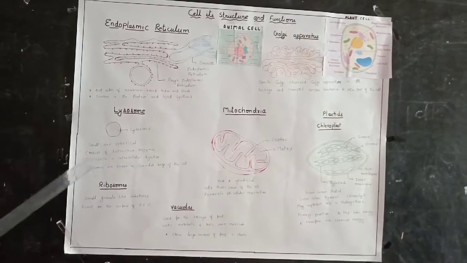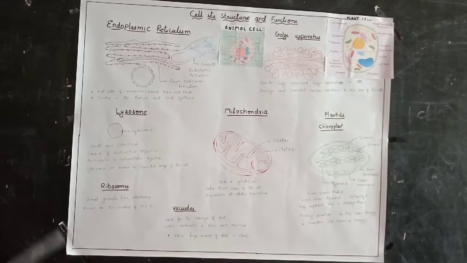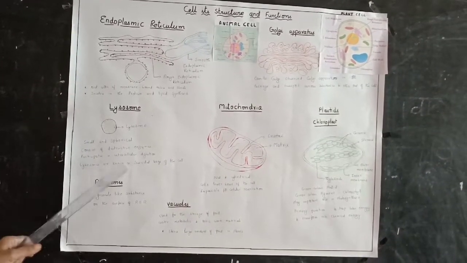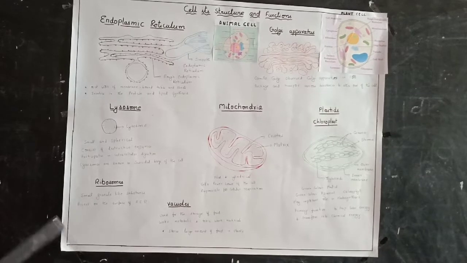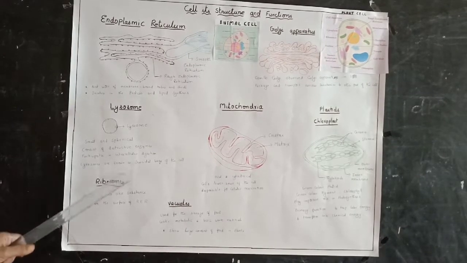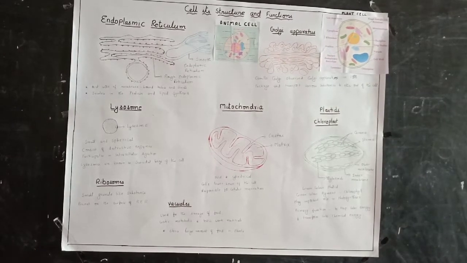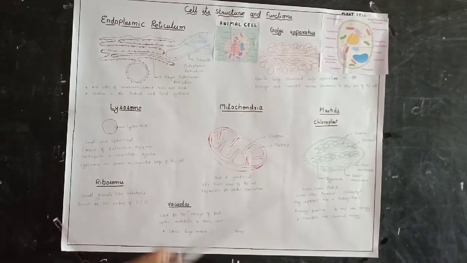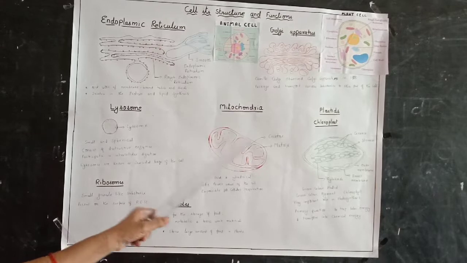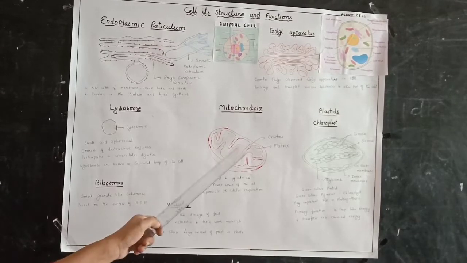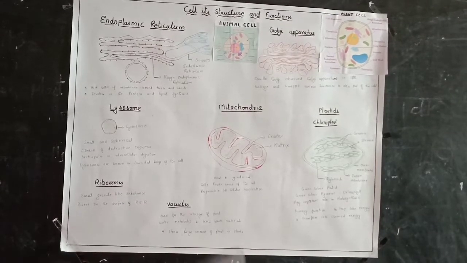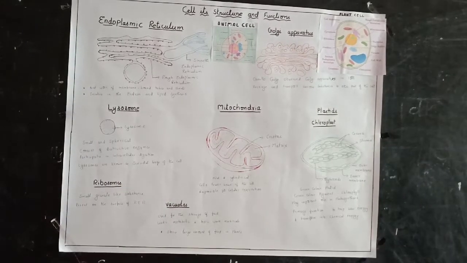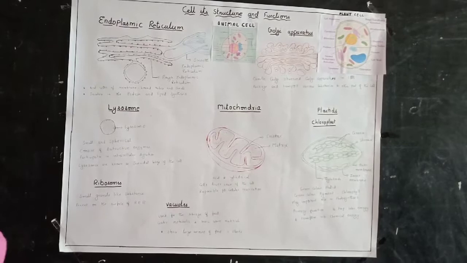Next, lysosomes. Lysosomes are small and spherical. They consist of destructive enzymes. They participate in intracellular digestion, and lysosomes are also known as suicidal bags of the cell. Next, mitochondria. It is oval and cylindrical. It is the powerhouse of the cell. It is responsible for cellular respiration. Cellular respiration takes place in the mitochondria. It releases energy in the form of ATP.